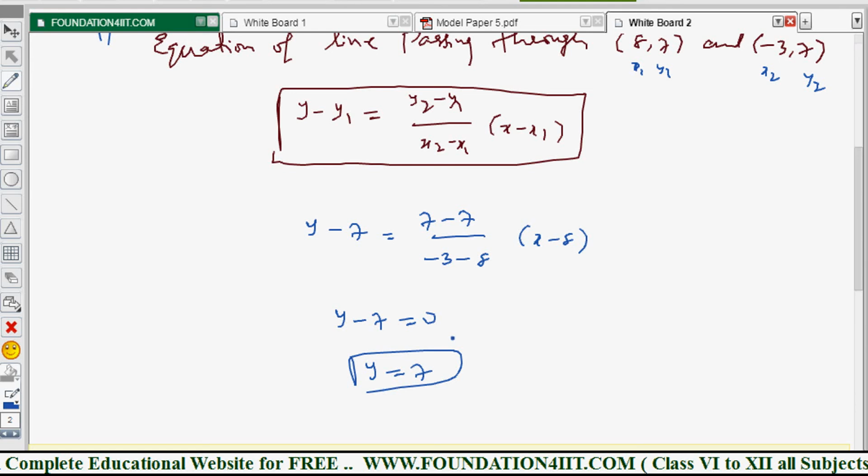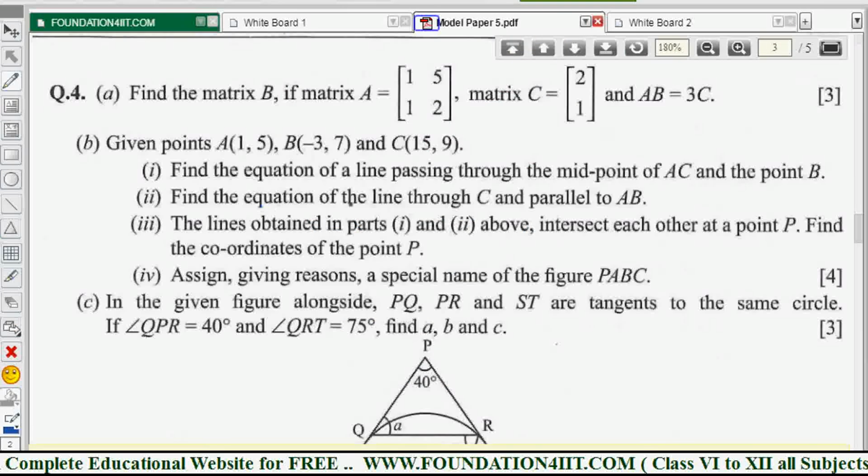Then one more question in this: find the equation of the line through C and parallel to AB. So you find the slope of AB, and the same slope will apply for the line through point C. So first you should find the slope of AB.